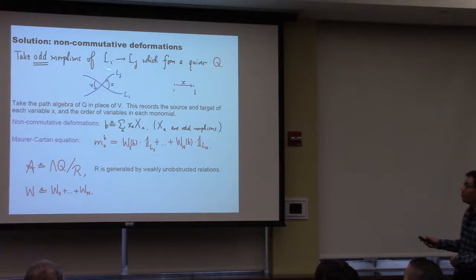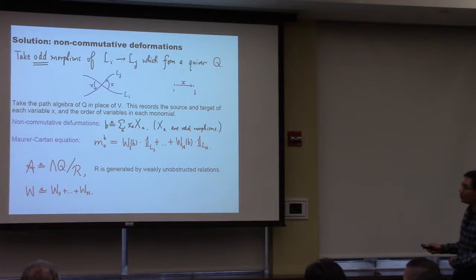So the solution is the following. Instead of considering commutative variables, you consider a quiver Q formed from the odd degree bounding cochains of L_i and L_j. So we recall that these are the odd degree deformations of L. And instead of just using the vector space V, you now record it using the quiver Q, and indeed its path algebra. So consider a path algebra of Q instead of just considering the commutative vector space V. So it is a non-commutative version of the deformation space V. And this records the source and target of each variable and also the order of variables in each monomial. So you record more information.